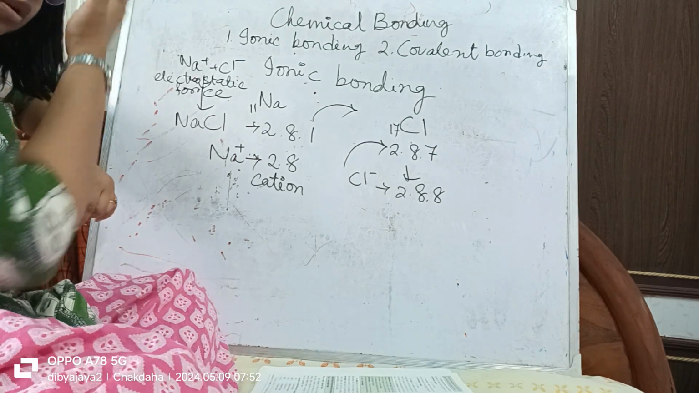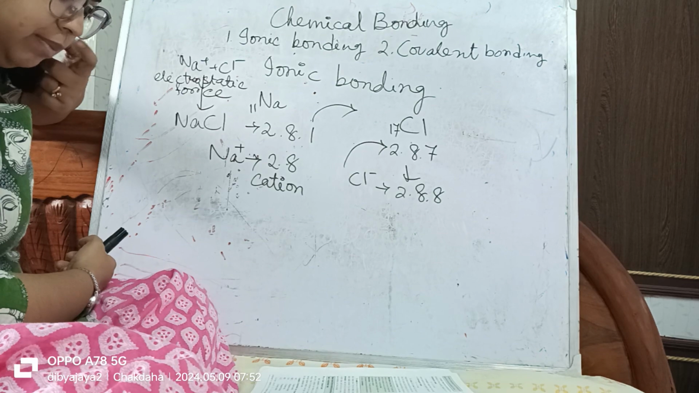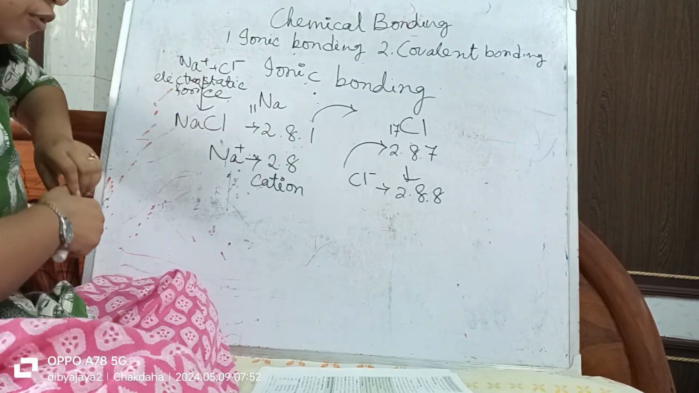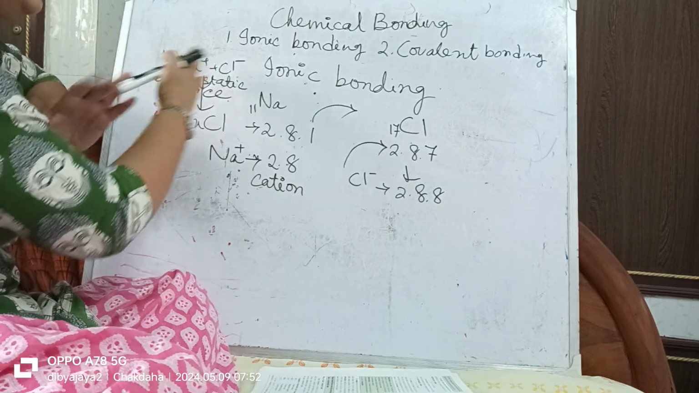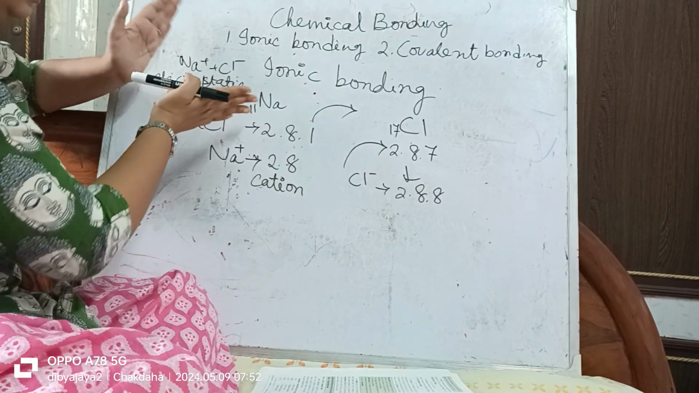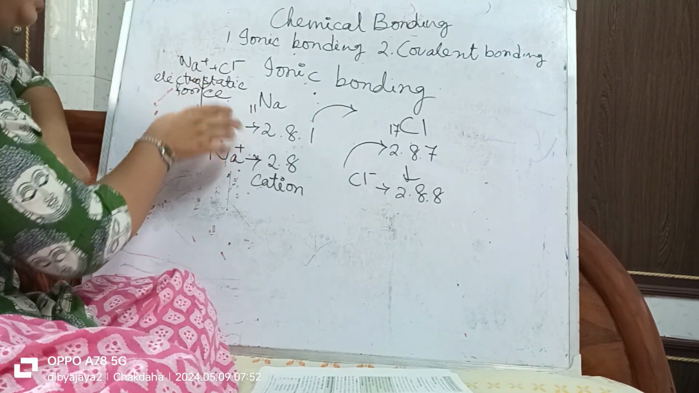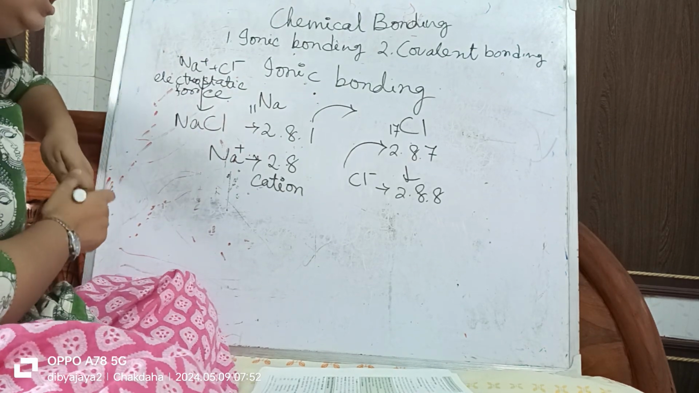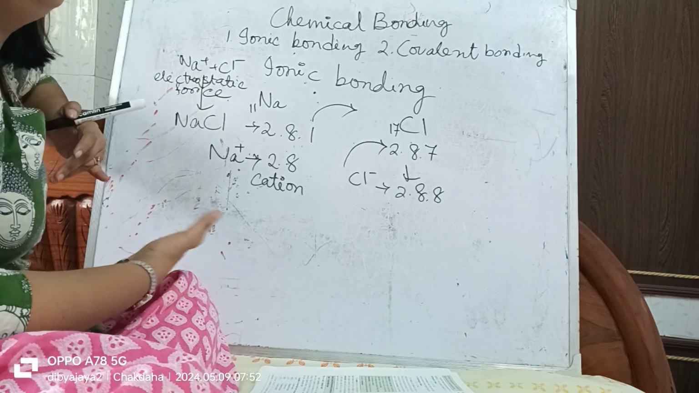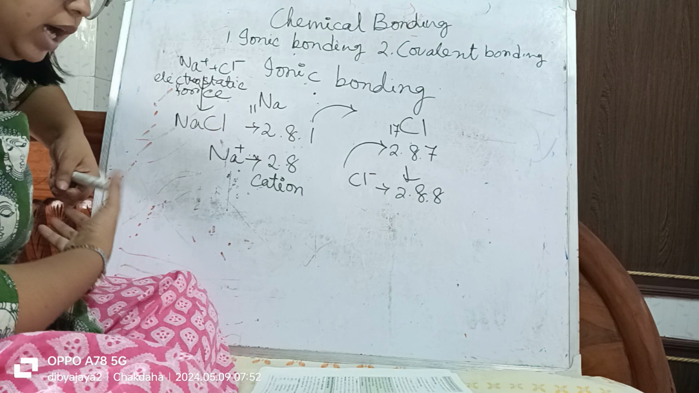NaCl ionic bond. Okay. Generally, ionic bonds are very stable. Why? Because there are attraction forces between the opposite charges. In the cation and the anion opposite charges are present, and between them there are electrostatic forces. So ionic bonds are very stable. That's why the melting point and boiling point of ionic compounds are very high.